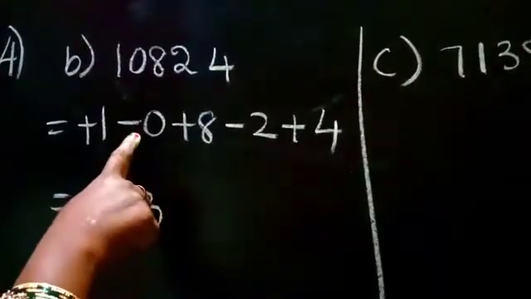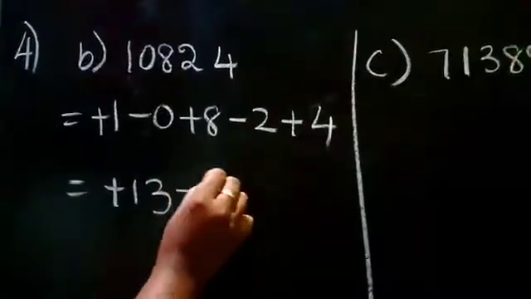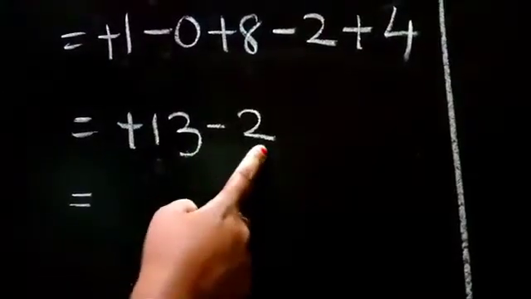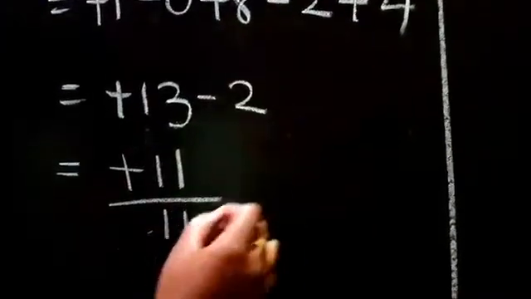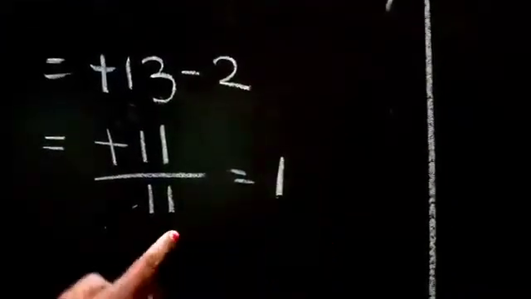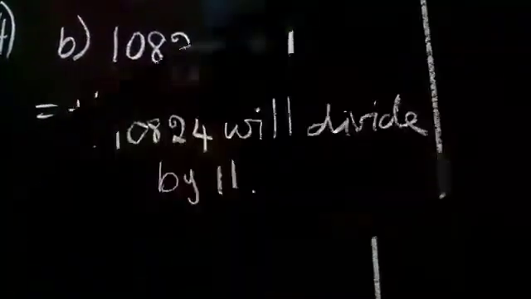Then minus 0, minus 2. When we add both, we will get minus 2. Plus 13 minus 2 is plus 11. 11 will divide by the 11th table one time. That's why this whole number will divide by the 11th table.